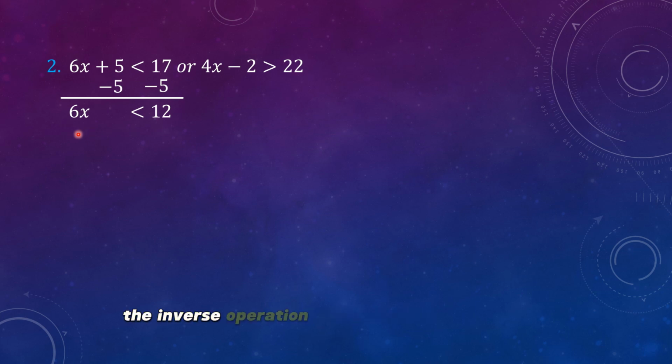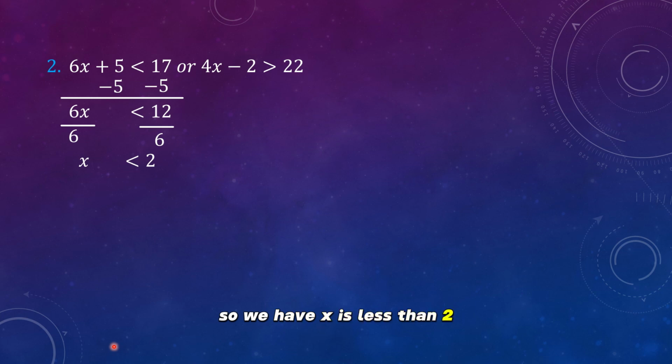The inverse operation of multiplication is division. So we are going to divide both sides of the inequality by 6. 6x divided by 6 is x. 12 divided by 6 is 2. So we have x is less than 2.